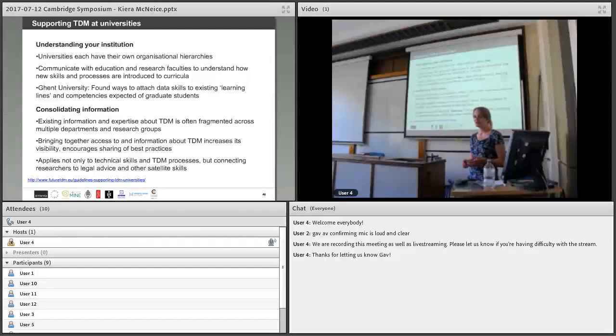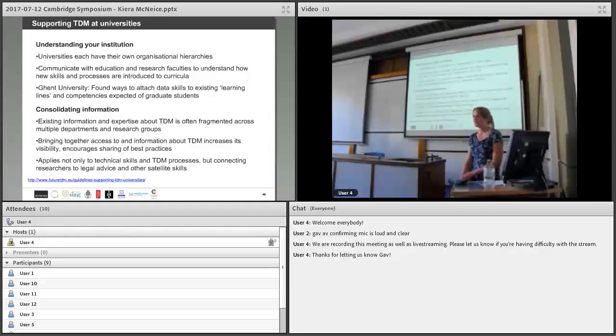And then they found ways to sort of hang the key skills around data science across some of those core competencies and say, well, look, this is going to be part of this for new research. And in this way, they were able to gradually integrate data science skills and data management skills into the existing curricula by working with the existing system and understanding how it worked.